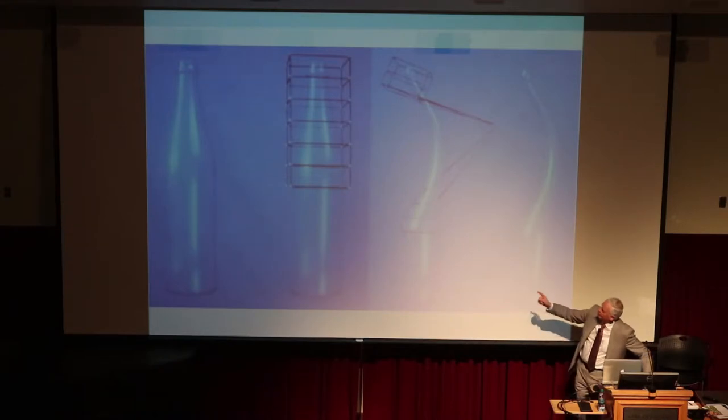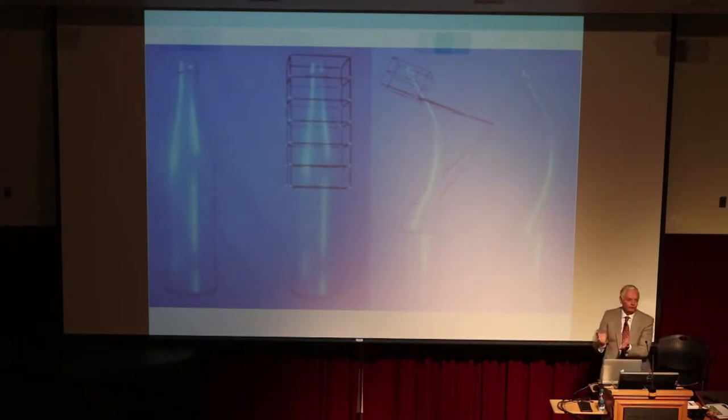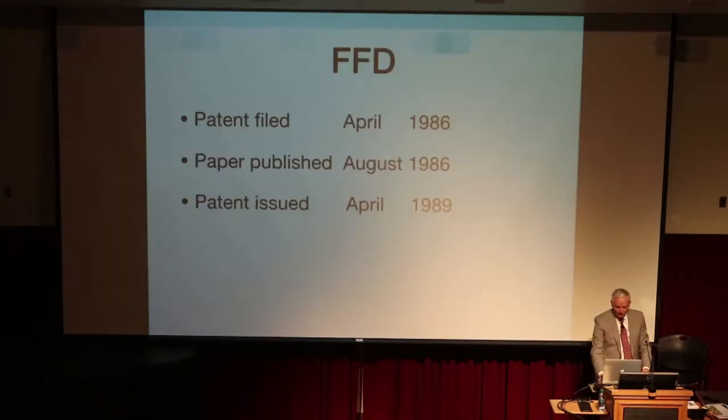So here's a model of a bottle. You put a freeform deformation mesh on it, and you can deform it. And this, of course, is pretty useful for modeling. And I was excited enough about it that we filed a patent through BYU.